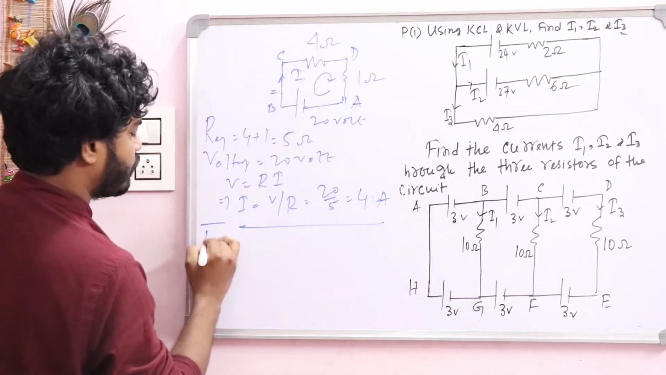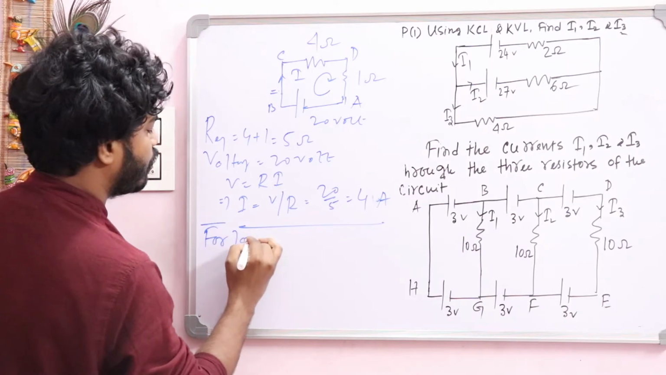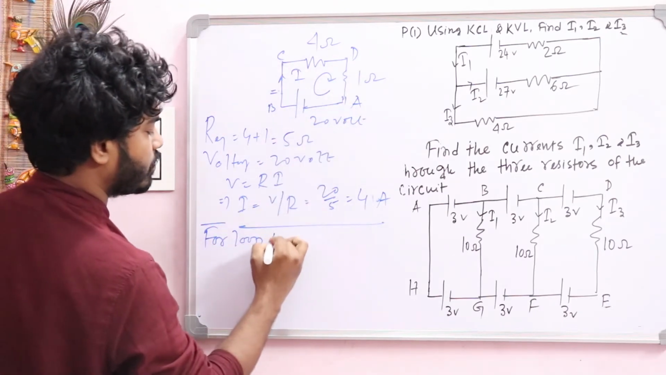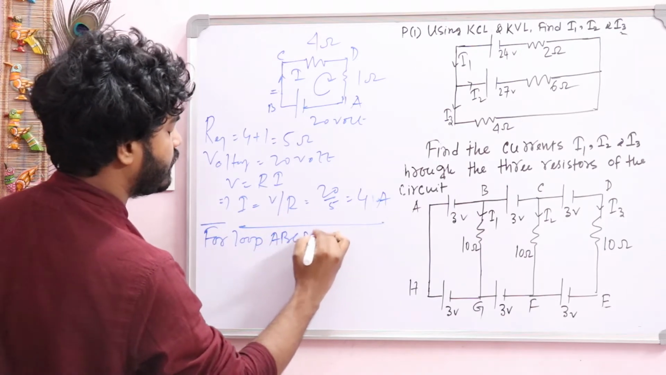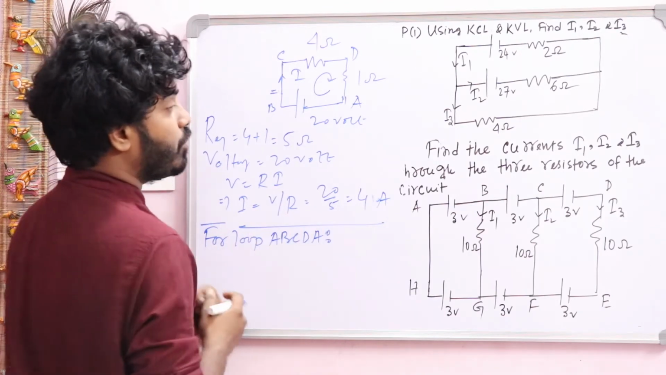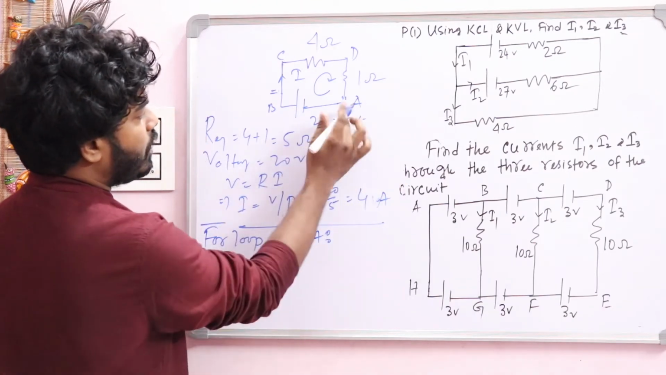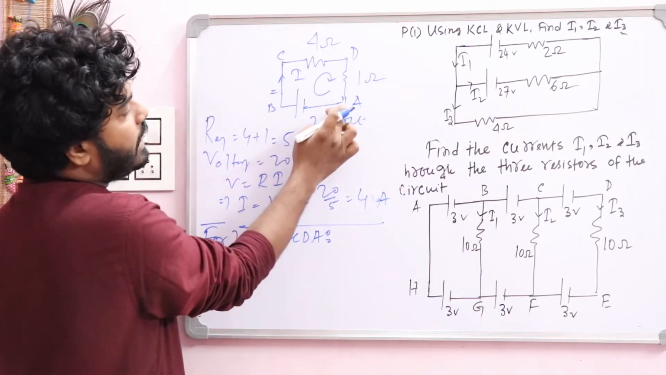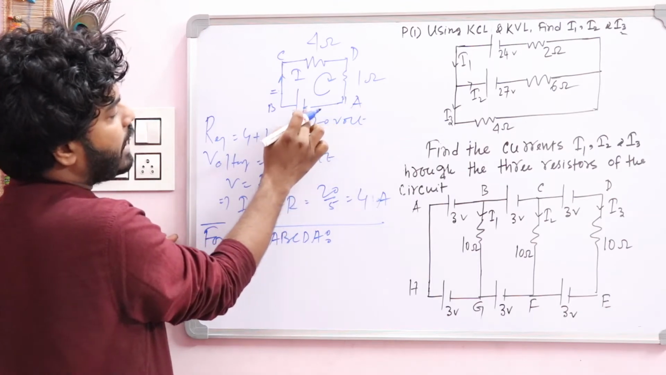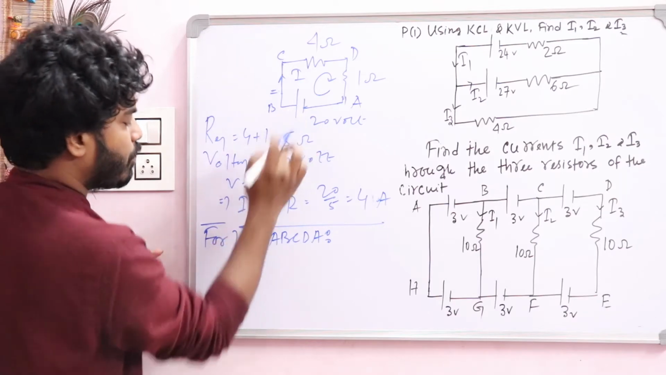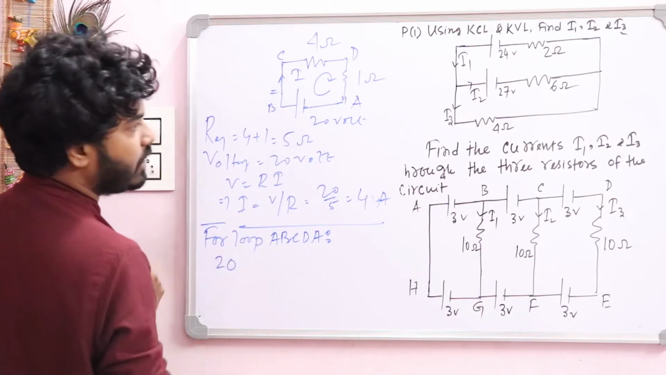Now write it, for loop A B C D A, close A B C D A. Now you write the formula of KVL. So first of all, A to B, that means you are moving in this way, negative to positive. So when you are moving negative to positive, this value will be positive, that is 20.